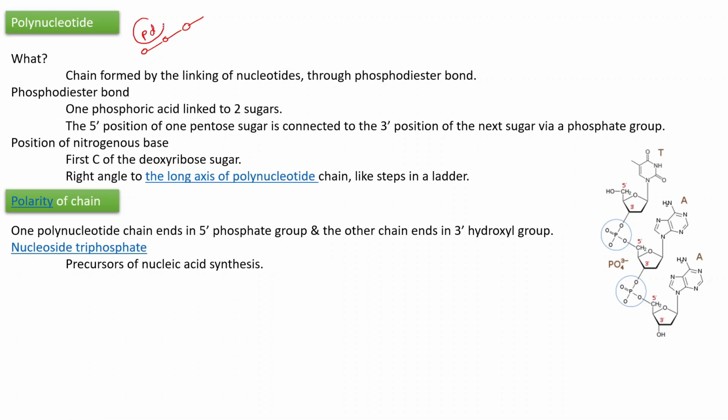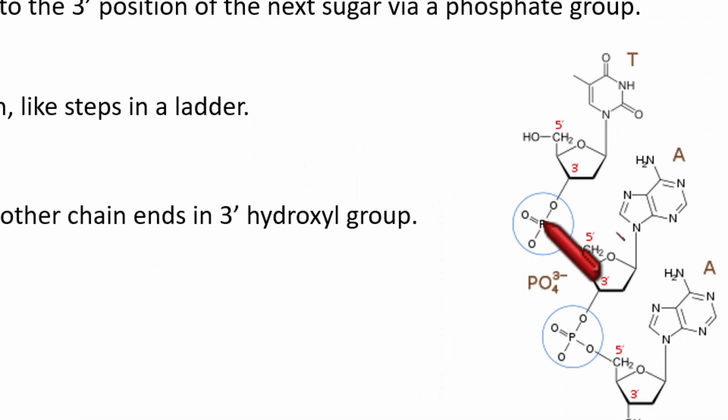Then what is this phosphodiester bond? Phosphodiester bond we can see in this picture. I will show you that. Here, one phosphoric acid is connected to two sugars using that phosphodiester bond. This bond and this bond, two ester bond. So that will form the phosphodiester bond. This phosphoric acid is linked with the two ester bond, phosphodiester bond.